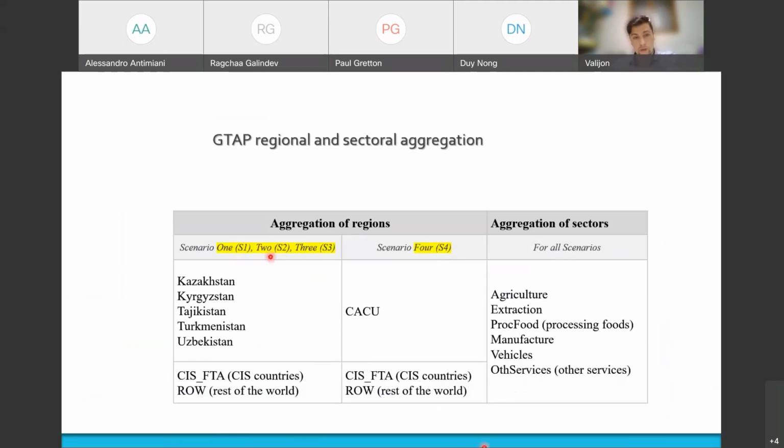Scenarios 1, 2, and 3 are all five Central Asian countries, then the CIS FTA, which is the Commonwealth of Independent States, and the rest of the world. And in scenario 4, we treated the Central Asian Customs Union as one region. And then here is the aggregation of the sectors, the industry, and then sectors.